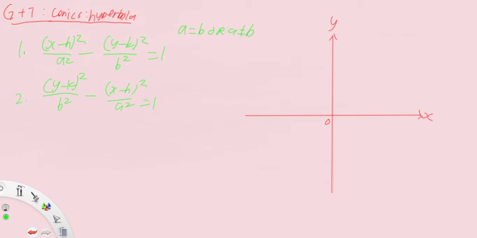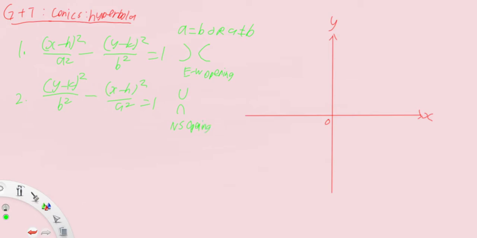The graph of the first equation will look something like this, two parabolas side by side, and this is what we call an east-west opening hyperbola, right? Then for our y, which is equation 2, it will be north-south, so it looks something like this along the y-axis. So this will be a north-south opening.